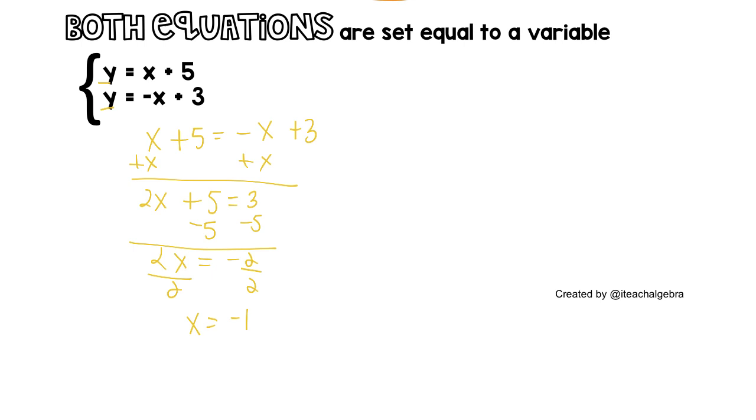Same thing we did before. Now we know what x is. We're going to plug it back in to this top equation. So we have y equals negative 1 plus 5. That means y equals 4. We present our solution as a coordinate point, and that's the answer.